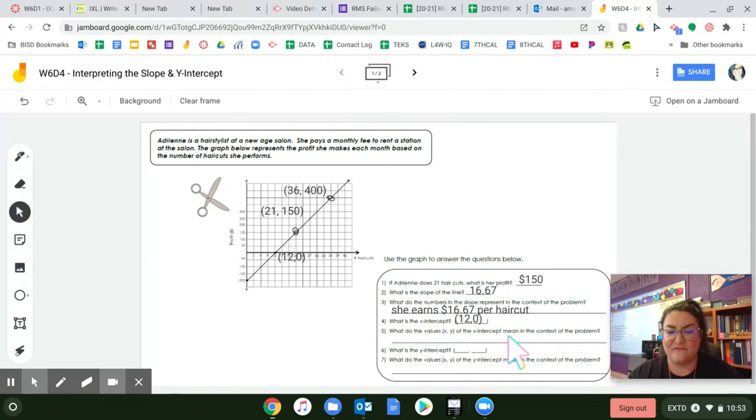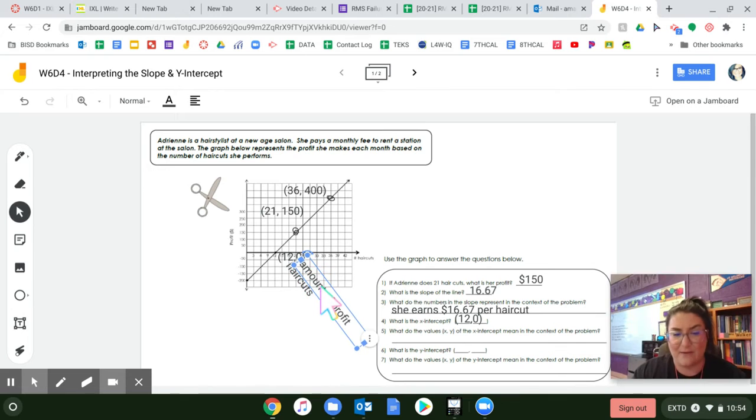What do the values of this x-intercept mean in the context of the problem? If we think about this, it isn't just 12, 0. These aren't just two random numbers, okay? 12 means haircuts, and 0 is the amount of money, the amount of profit. How much is she making after 12 haircuts? She has not made any money after 12 haircuts.